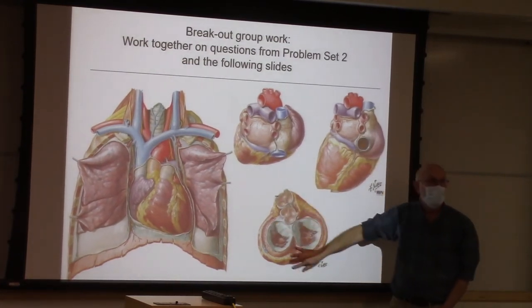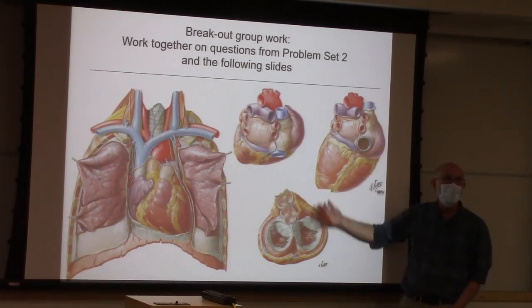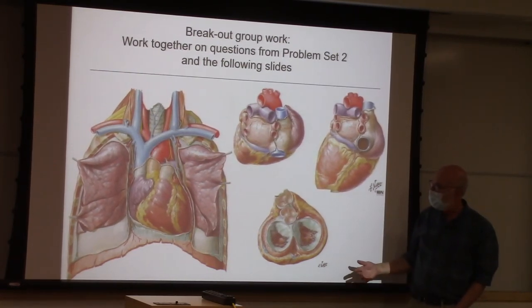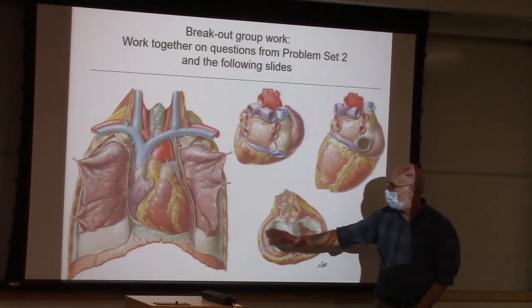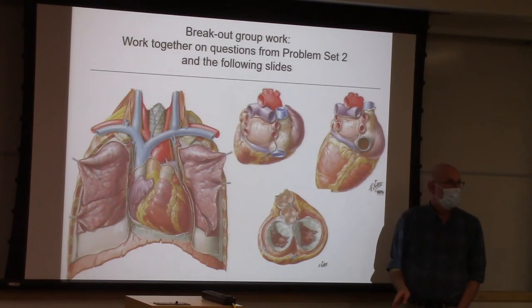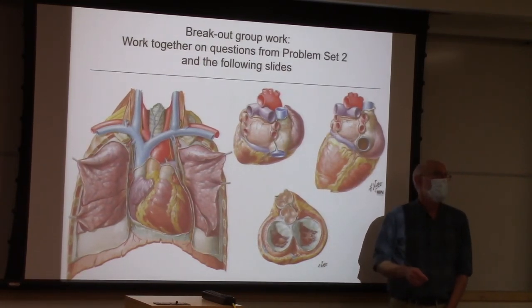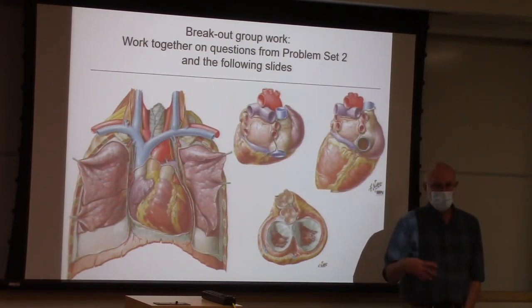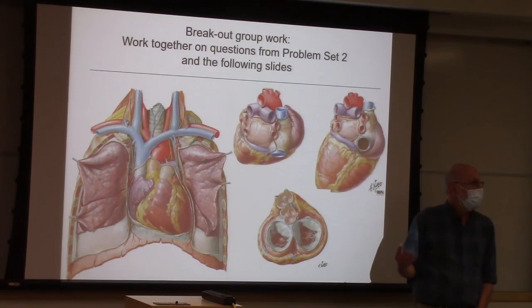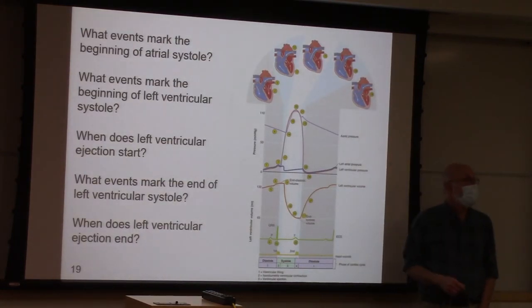Here are the valves of the heart, looking down at the ventricles with the atria having been cut away. This is right and this is left, I think. If I were to give you this picture and ask you to label it, I'd have to tell you which is left and which is right. So, do some anatomy together. Or do these questions related to the Wiggers diagram.